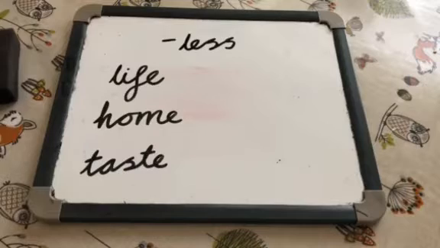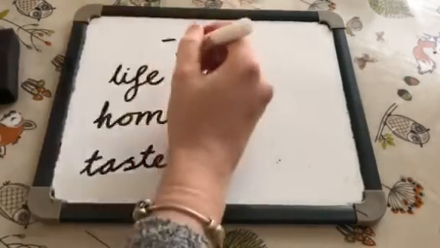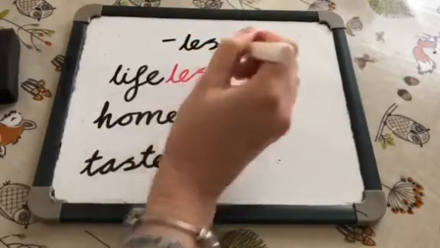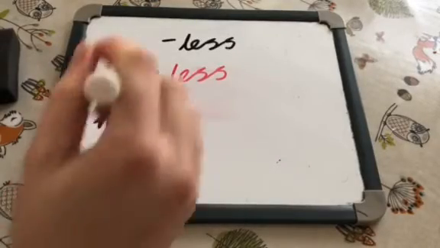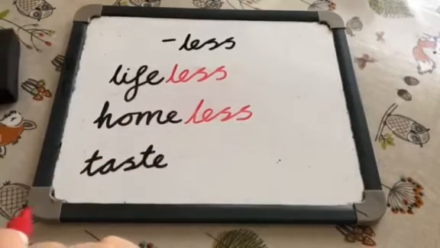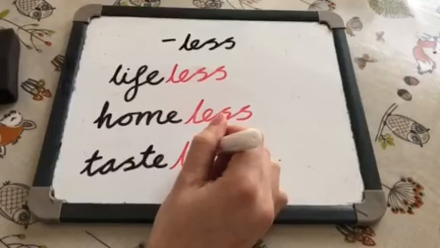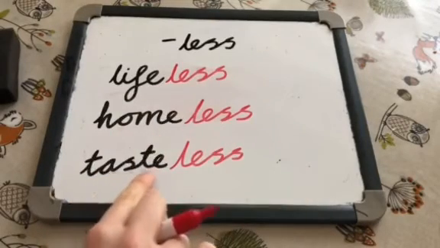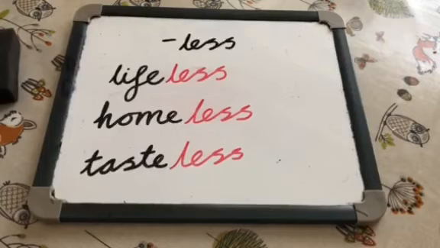Right, so hopefully you've had a chance to have a go at these. Life turns to lifeless just by adding the less suffix. Home to homeless just by adding less, and taste to tasteless, I add my less suffix. So even though these words end with an E, it's not like when I added ED. I don't take away the E, I just add my suffix onto the root word. I wonder if you can think of any of your own that follow this rule. If you can, add them to your list.